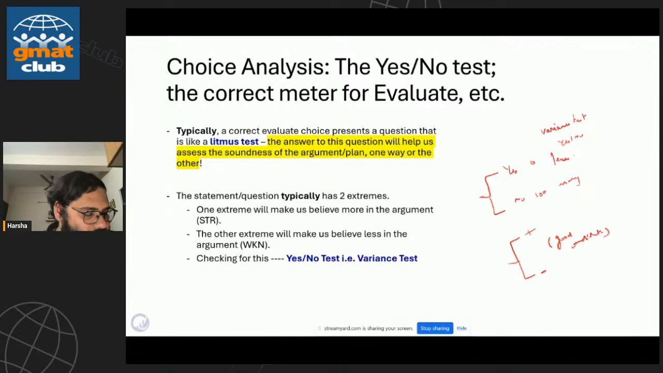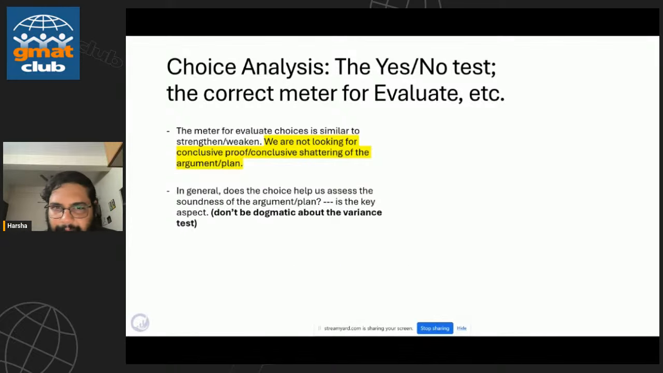Now, one of the questions that we might have is, do we have to do this variance test for every single choice? Not really. There will be choices in any question that you could spot from a mile away to be completely irrelevant. You don't have to necessarily do the test for everything, but where it feels a little tricky, dicey, might as well try this. It will help. So remember this, one side should typically strengthen your belief in what you're trying to do, and the other side should weaken your belief in that argument or plan, whatever it is.